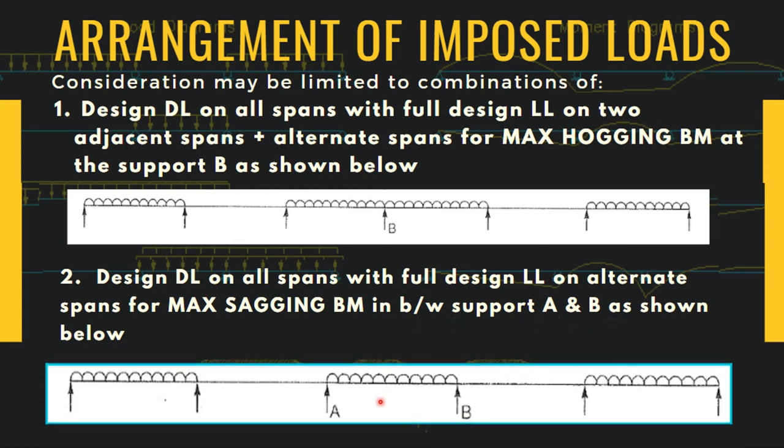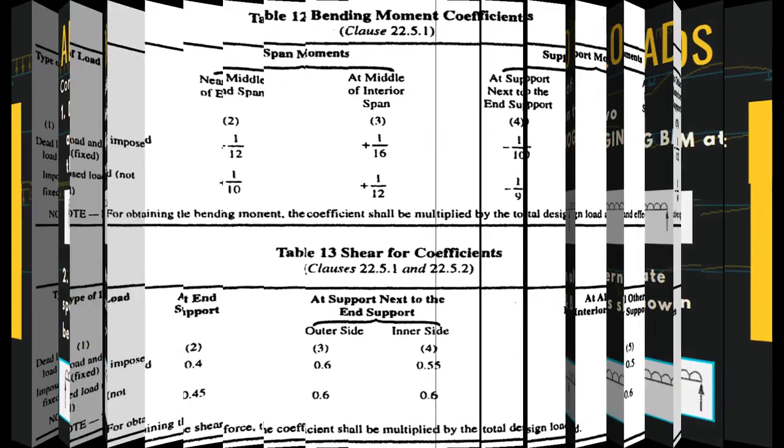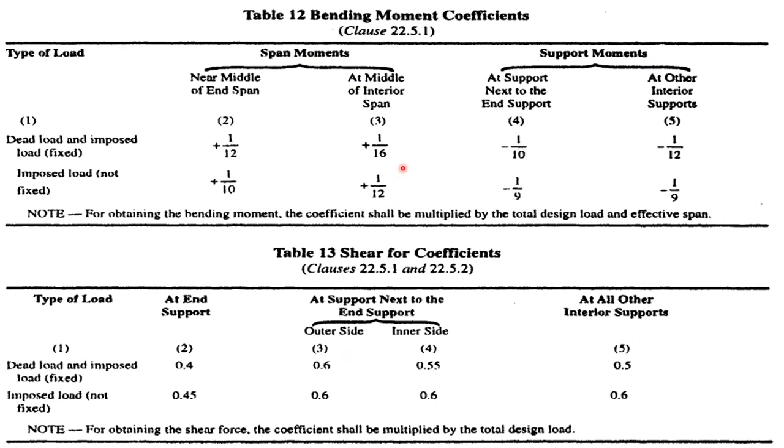So this is the arrangement of imposed load if you want to find the maximum sagging bending moment in the span AB, for example. So this is about the arrangement of imposed loads. So next we shall move on to bending moment coefficients, Number 12 of IS 456-2000.